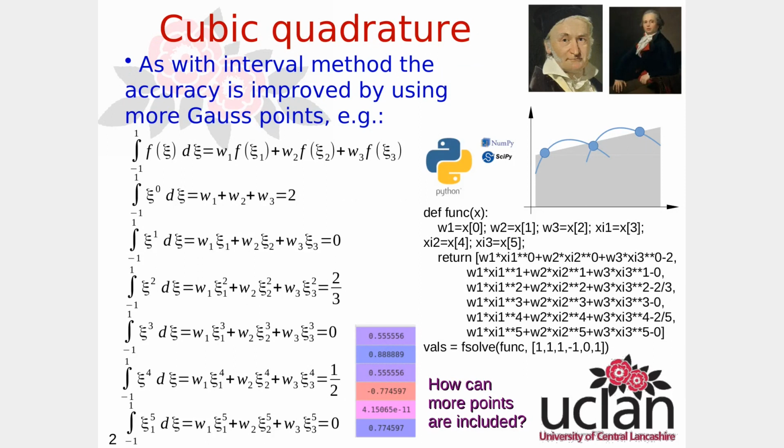Moving up to cubic quadrature, what tends to happen is they don't tend to do quadratics. For some reason, in the literature they seem to use first order, then third order, then fifth order if required. And I don't really know the reason for that, but it is what it is.